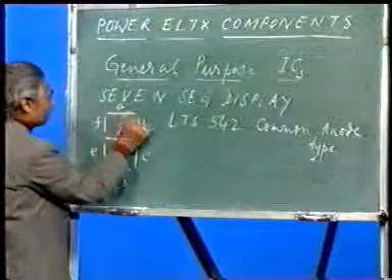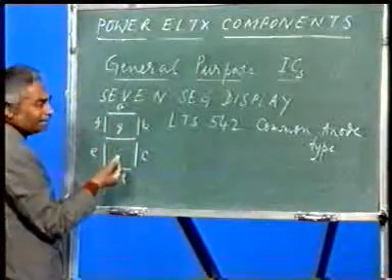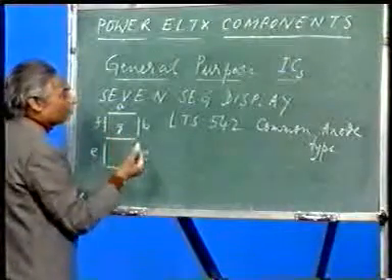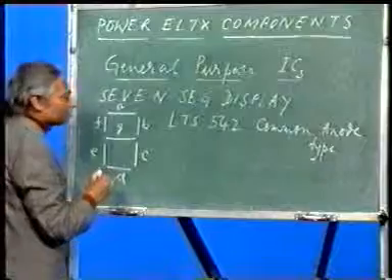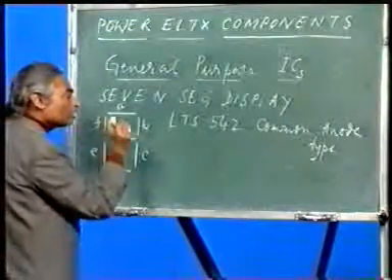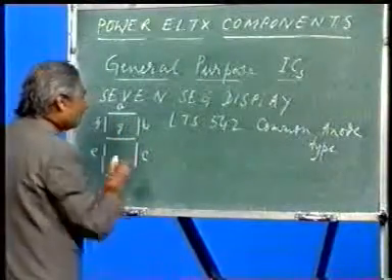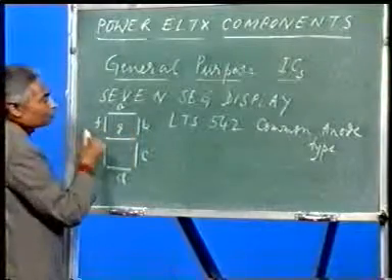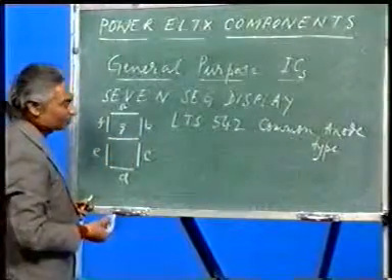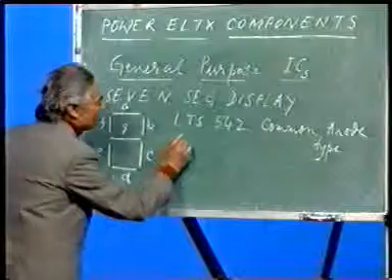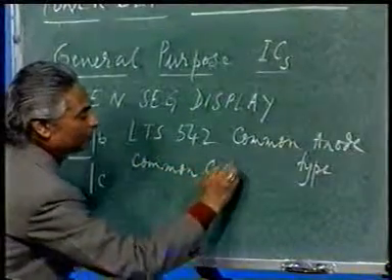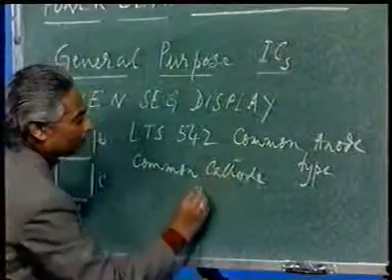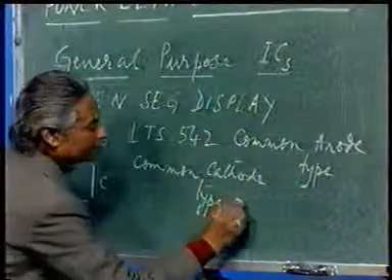These are nothing but a kind of diodes only, they are LEDs, so they will have one anode, one cathode. If I make all the anodes common, then it will go to the positive supply and it will be used for a positive supply. If I make on the other hand the cathodes common, then it will go to the negative supply. So that will become a common cathode type of display.